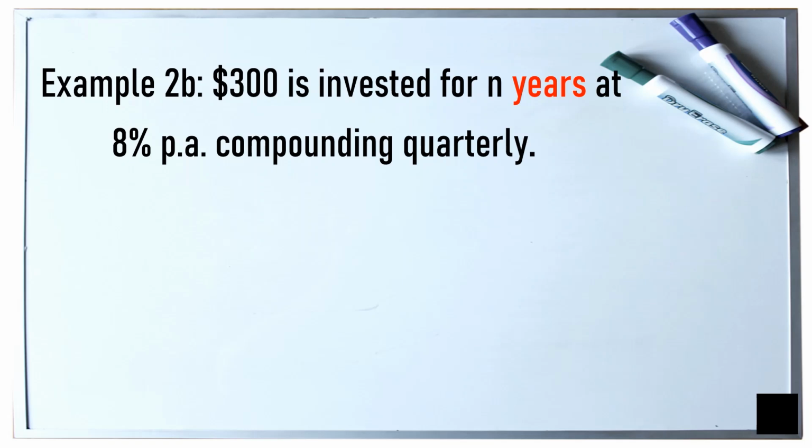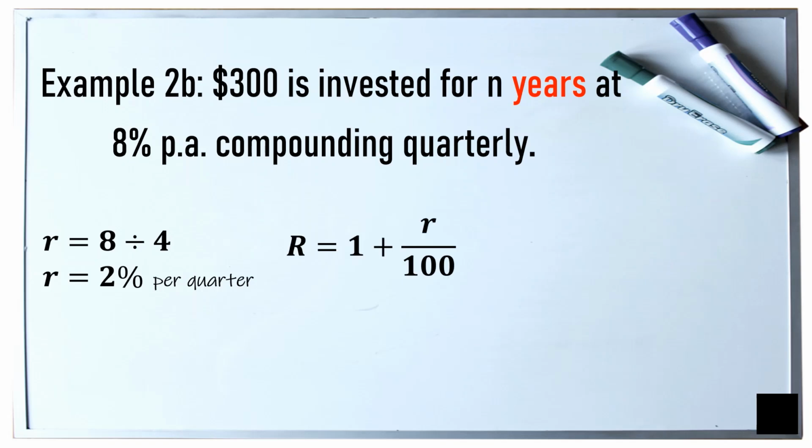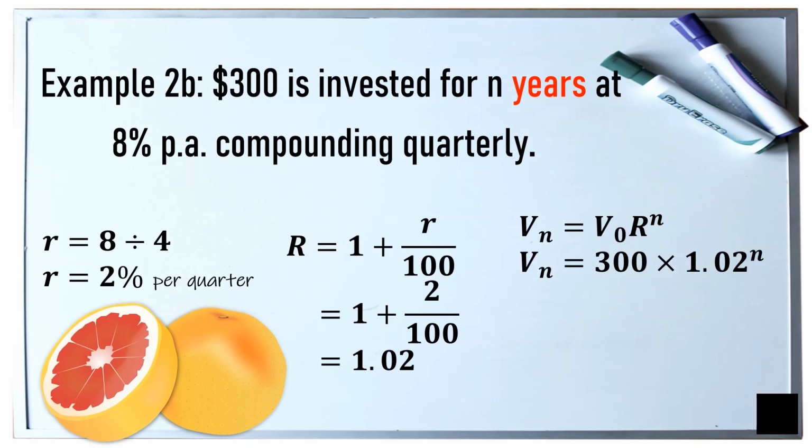We're going to revisit example 2, but with a subtle difference. Rather than N quarters, it's going to be N years, but you'll notice it's still compounded quarterly, so that's how we proceed. So we work out our r ends up being 2% per quarter, our capital R 1.02, just like before. If we were to substitute into the formula as is, we end up with 300 times 1.02 to the power of n.